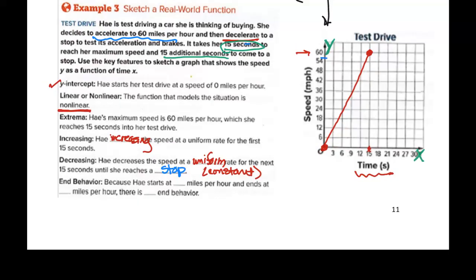All right. So she reaches 60 miles per hour. As soon as she reaches 60 miles per hour, it's going to take her 15 seconds to decelerate. How many seconds total is that then? So here's the first 15. Here's the second 15. So my new point is going to be right here at 30. And it says she is decelerating. She's going slower at a uniform rate. So we need to connect these 2 points like that.